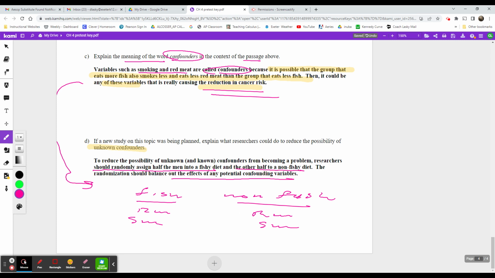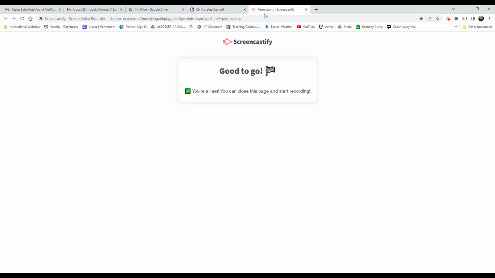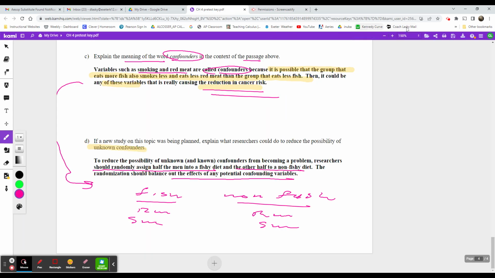I know it's a big vocabulary driven system right now. So here we go. That is it, guys.